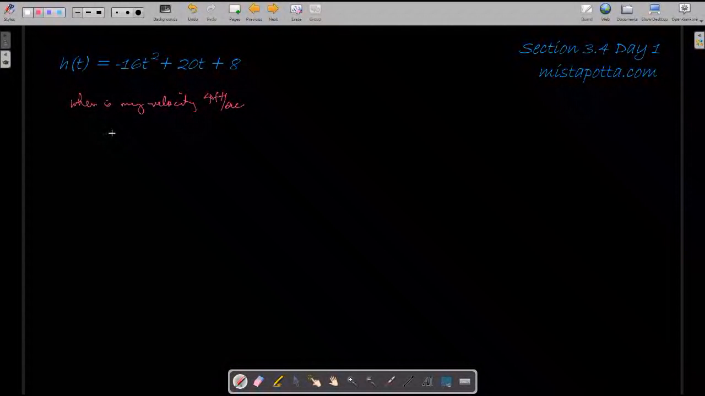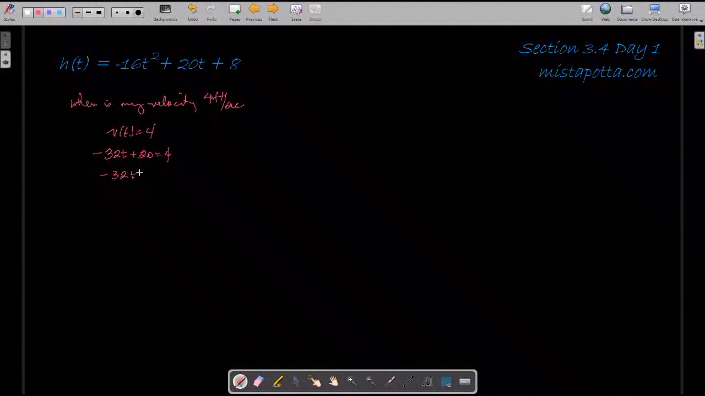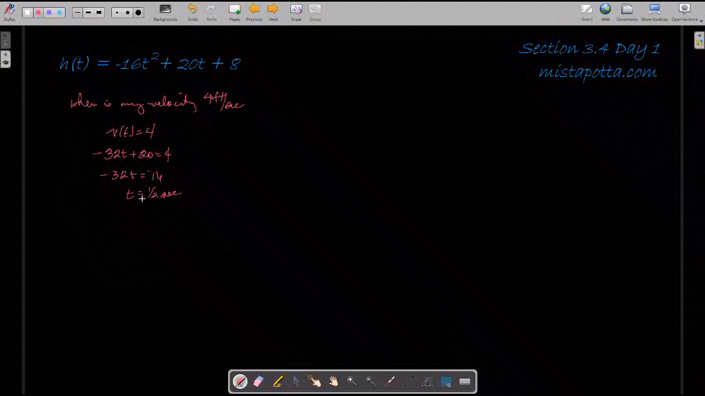In other words, where negative 32t plus 20 equals 4. And so if I solve this equation, I find out that t ends up being 1/2 of a second. So after 1/2 of a second, my velocity is going to be 4 feet per second.